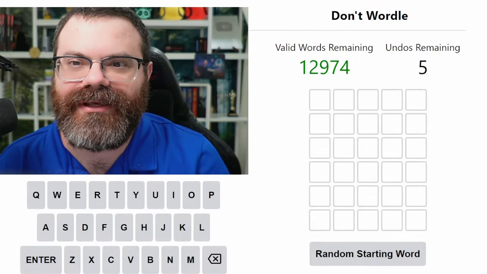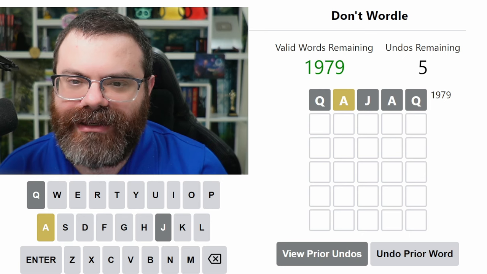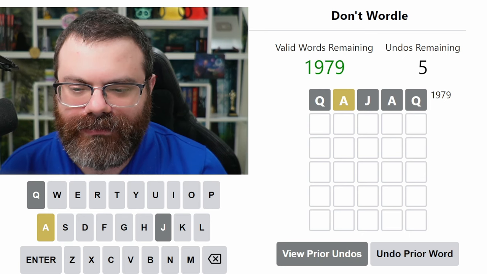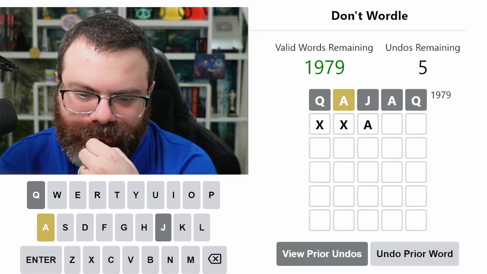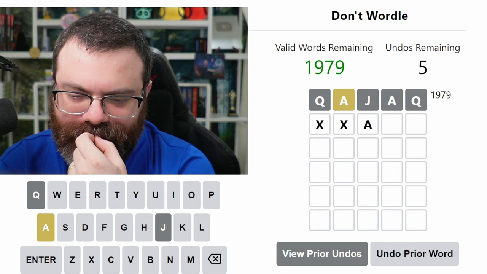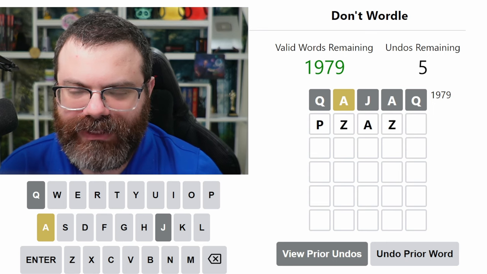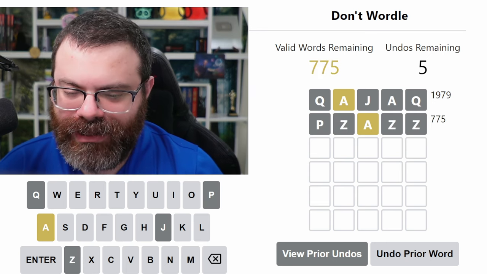Let's do Don't Wordle. It's thinking of a secret word. We are trying not to guess it. So we have an A, not second, not fourth, a single A. So let's put it in the middle, see if we can not use another vowel yet. What would be a good word to do there, though? Oh, pizzazz. Forgot that I had a follow-up there. Interesting. So we start or end with A.